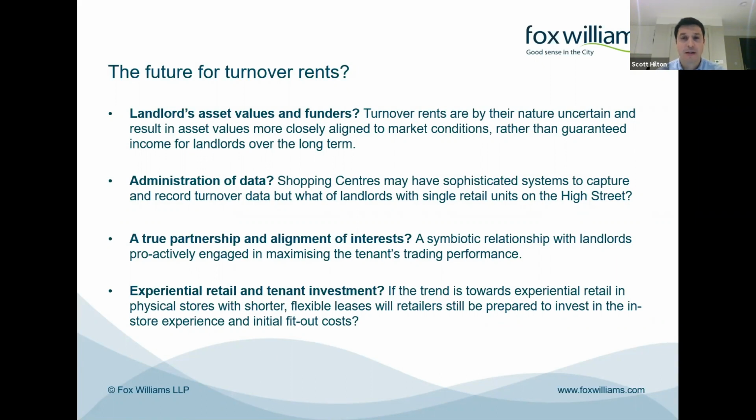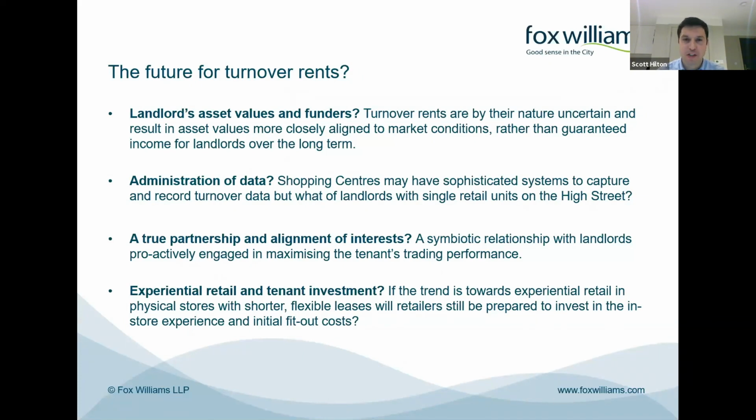On the other hand, as we see in the changing multi-channel retail world, tenants are insisting on a more flexible leasing model that more readily adapts to changes in market conditions.